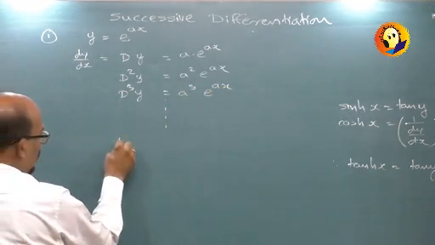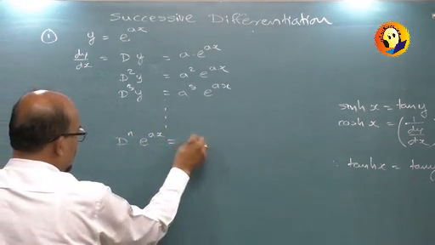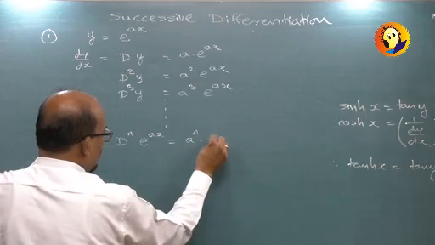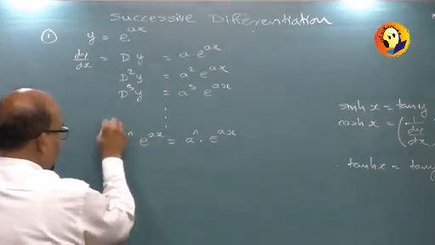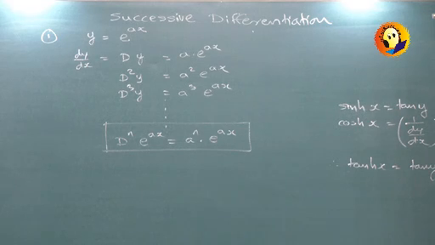And so we get the formula as nth derivative of e raised to ax is a raised to n e raised to ax, and this nth derivative is successive differentiation, and we can put any value of n, it should be valid. Some formulae we will derive, some we can write directly. This we could have written directly.